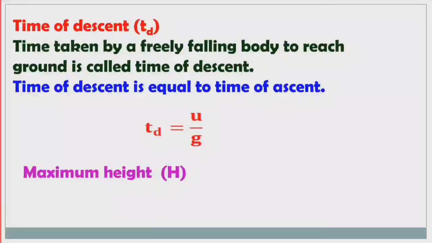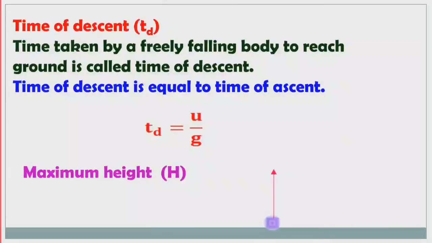Maximum height. When we throw an object with certain velocity, it will reach certain height. Its velocity slowly decreases. At certain height, its velocity becomes 0. That height where its velocity becomes 0 is called maximum height. Maximum height is the height at which the velocity of the vertically thrown object becomes 0.